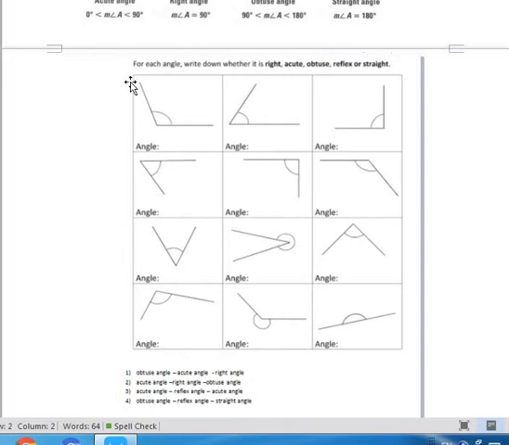Okay, for each angle write down whether it is right, acute, obtuse, reflex, or straight. What's this here? It's an obtuse angle, and this here is an acute angle, and this is a right angle. As you see, acute here, a right here, obtuse here, acute here, a reflex.